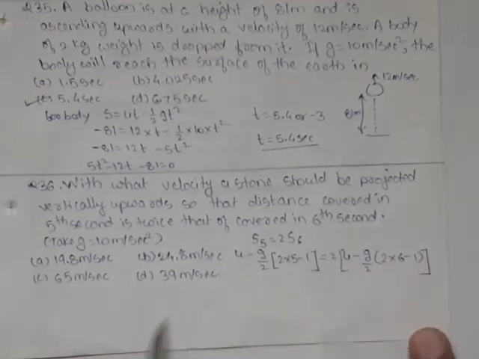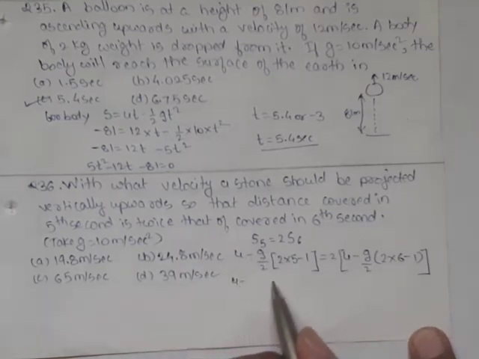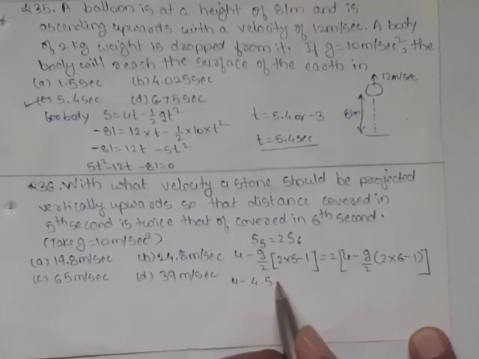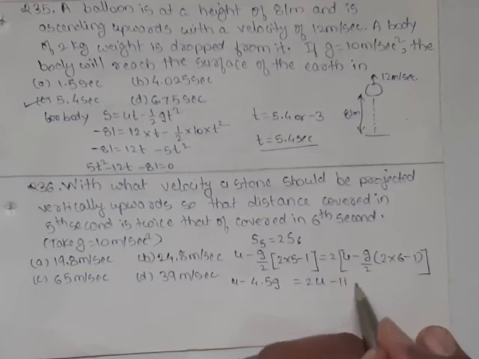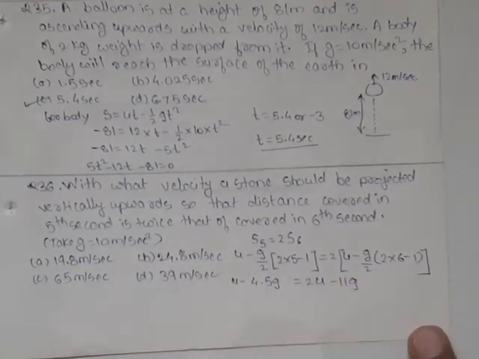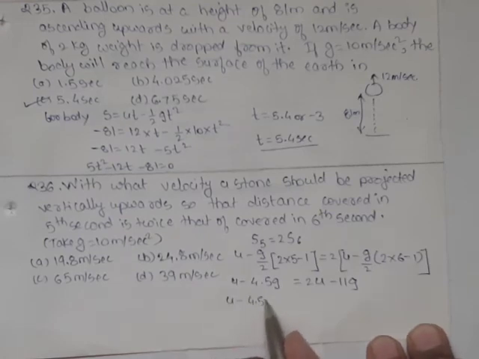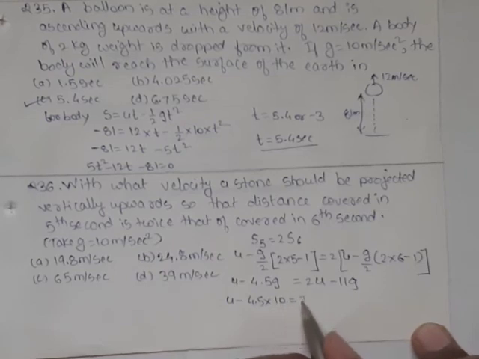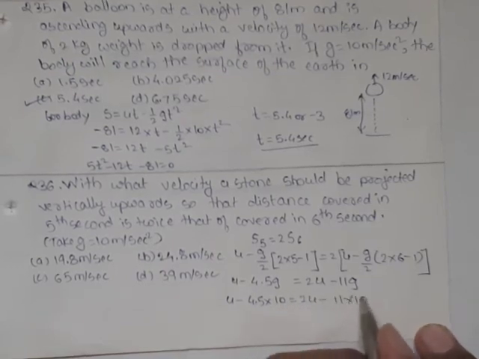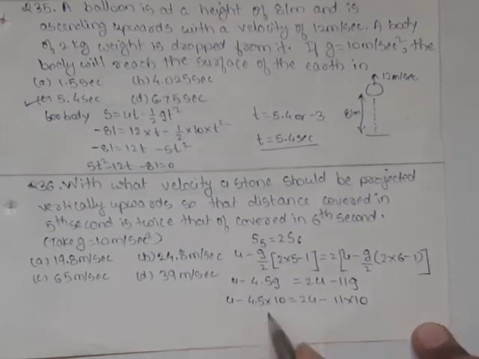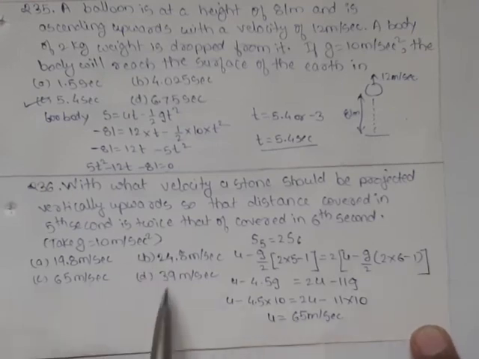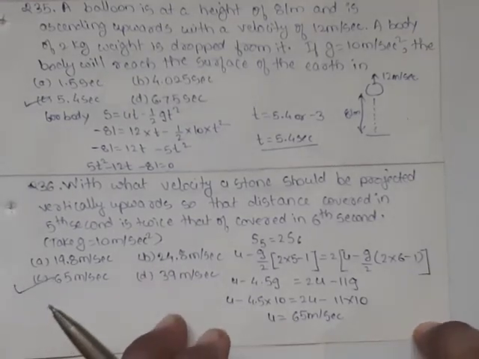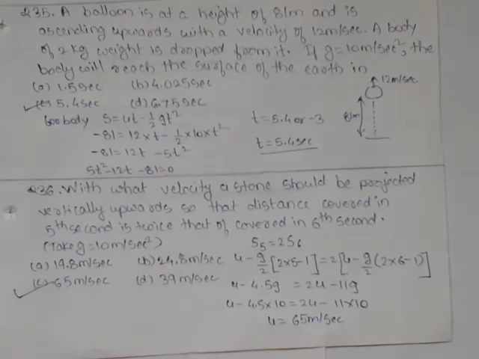Solving it further, u minus 4.5g equal to 2u minus 11g. Again simplifying it further, putting the value of g, 4.5 times 10 equal to 2u minus 11 times 10... Solving this, finally we get the value of u equal to 65, unit is meter per second. So out of the 4 options, option C is correct. So the initial velocity of projection should be 65 meters per second.